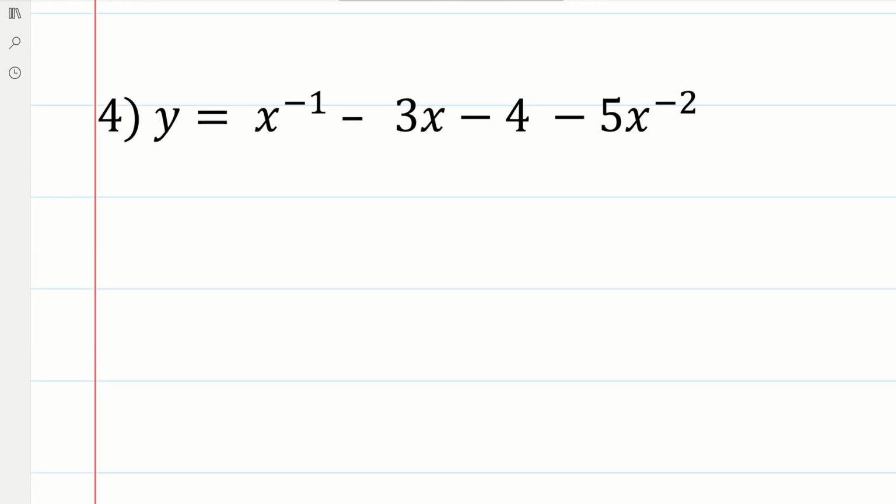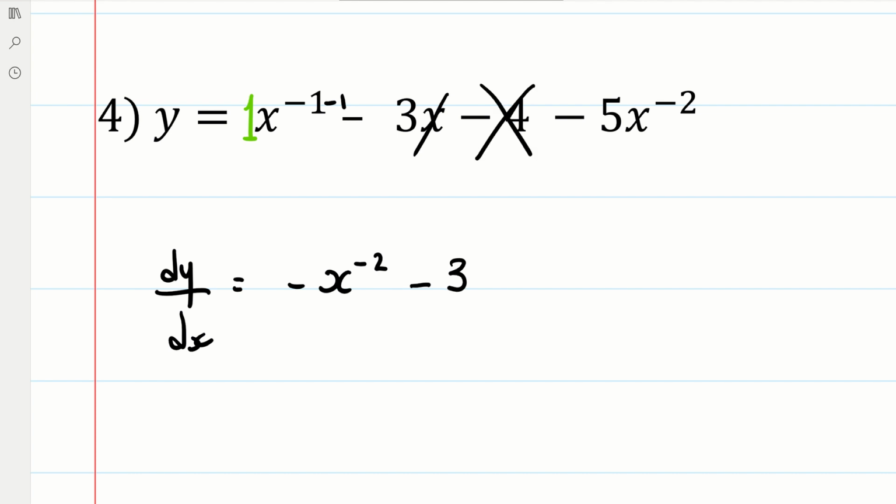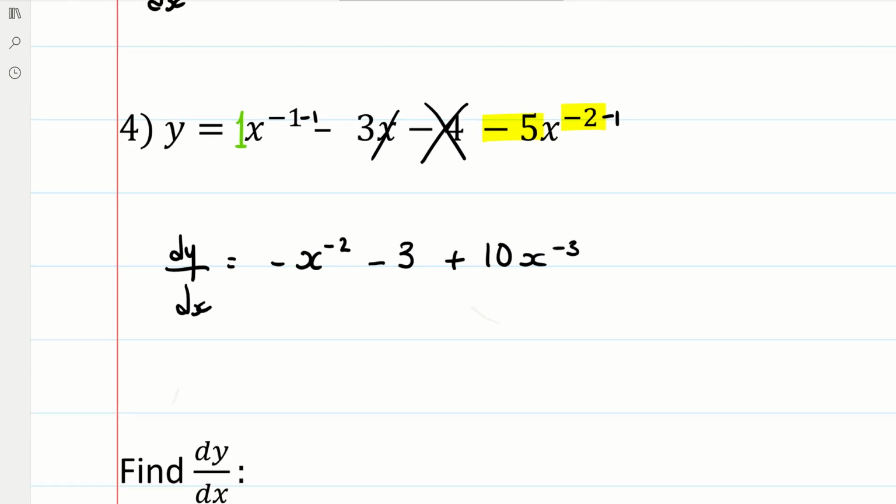And again, this is a 1x to the power of negative 1. So dy over dx is negative 1x minus 2, because I'm subtracting 1 from the negative 1. Okay, minus 3, the x disappears when I differentiate, minus 3. The negative 4 is a y-intercept, I don't differentiate it. Negative 2 times negative 5 is a positive 10x to the power of negative 3, because I'm subtracting 1. And I've differentiated.